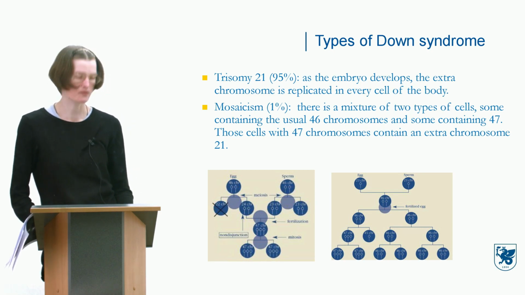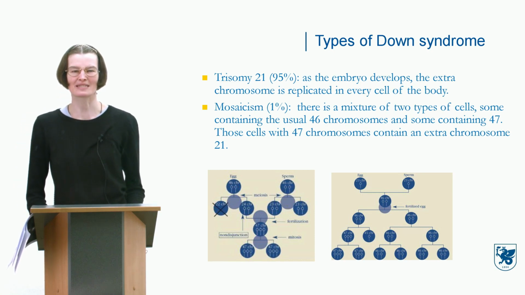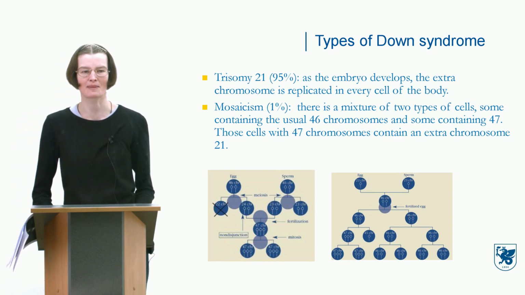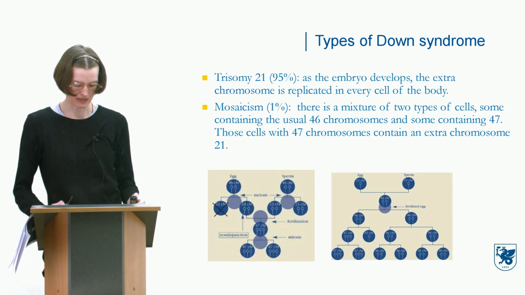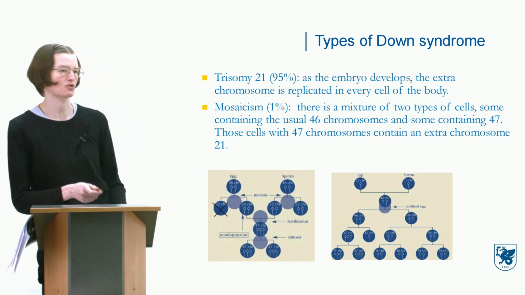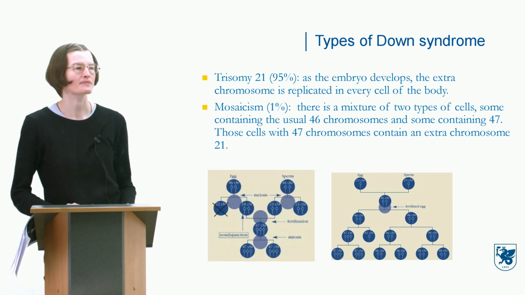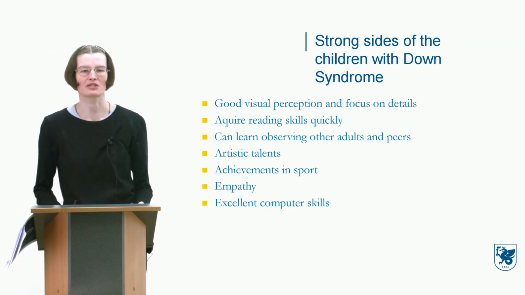There is a mixture of two types of cells, and some of them contain 46 chromosomes, some contain 47. Those containing 47 generally contain an extra chromosome 21. So you can actually see the two types. And a little bit about these children.